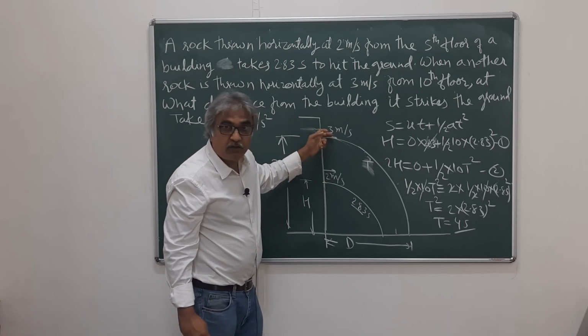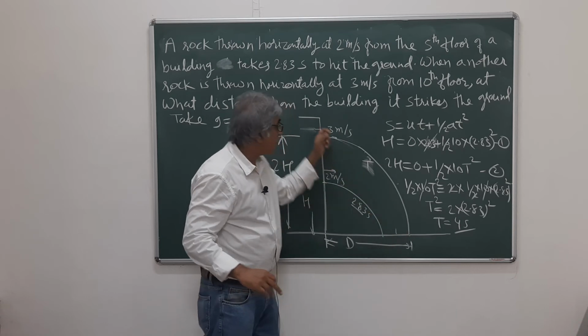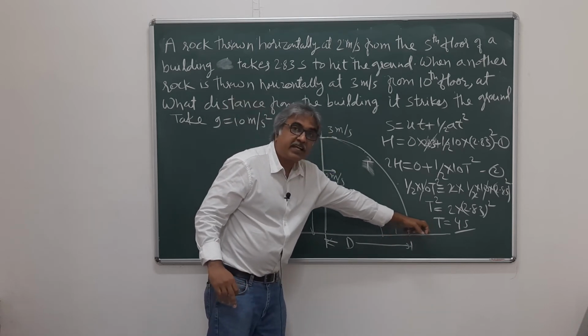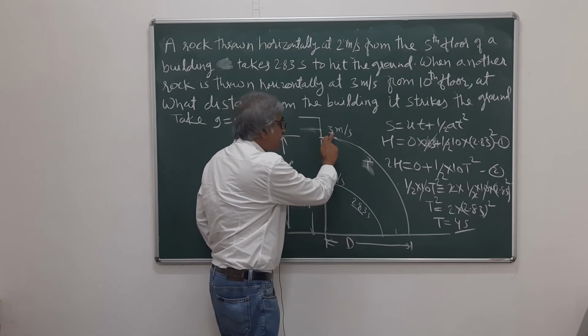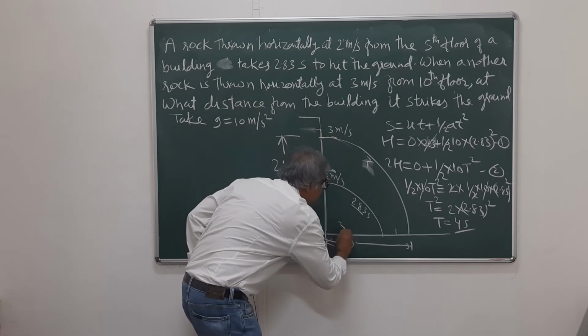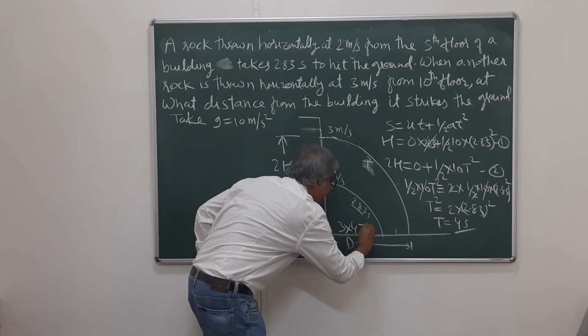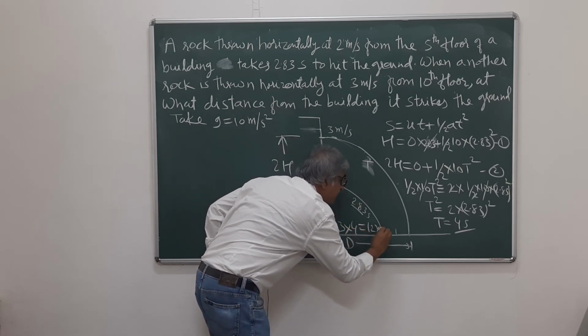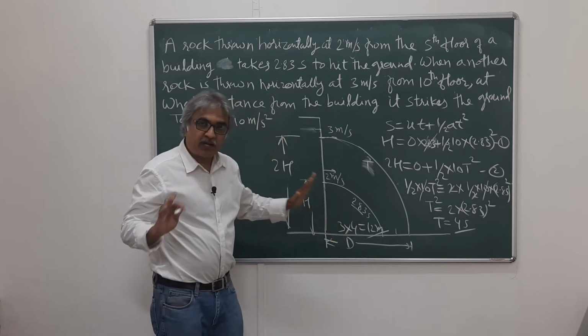And this horizontal velocity doesn't change. The time required for this rock to reach the ground is 4 seconds. So the distance traveled, this d, is going to be horizontal velocity, which is unchanged, 3, into the time, 4 seconds, is equal to 12 meters. Okay, this is your answer.